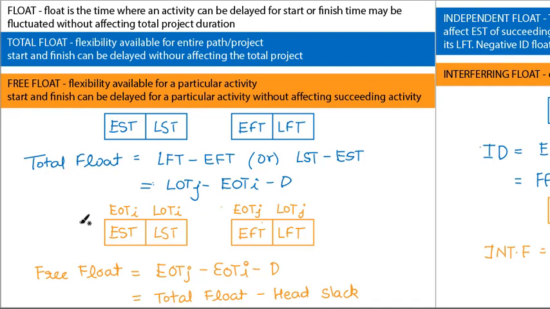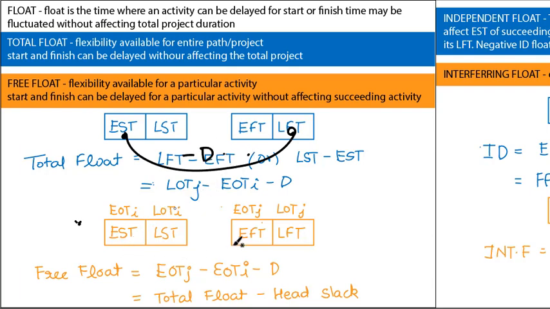So let's start. In the last video we saw float, total float, and free float. Total float is for the entire path, that is, float is the relaxation time, and free float is for a particular activity. Total float is given by LOTJ minus EOTI minus D, while free float is given by EOTJ minus EOTI minus D.